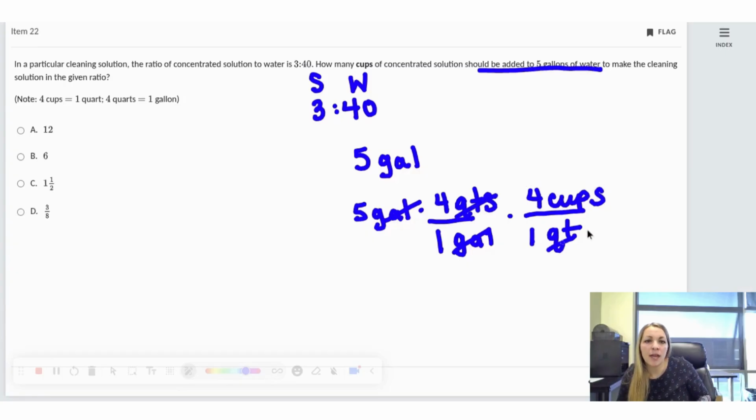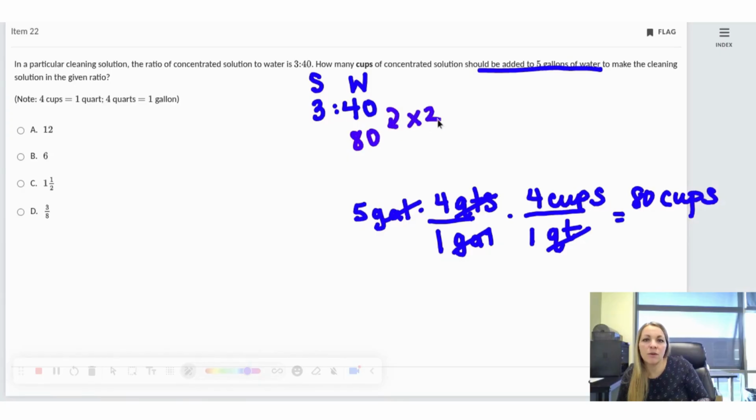And our quarts will cancel. So we have 5 times 4, which is 20, times 4. This is equal to 80 cups. So I'm going to get rid of this real quick and replace it with 80. Now we can see here that the ratio between 40 and 80 is a multiplication factor of 2. So what does the solution need to be? Well, now we need to multiply the 3 by 2, and that's 6, which is answer choice B.